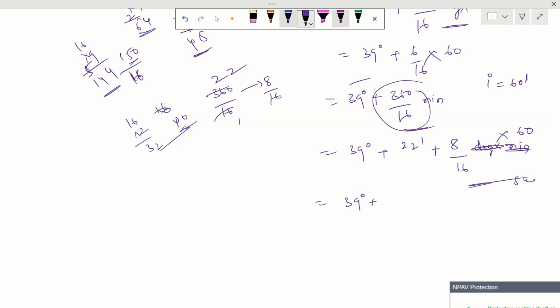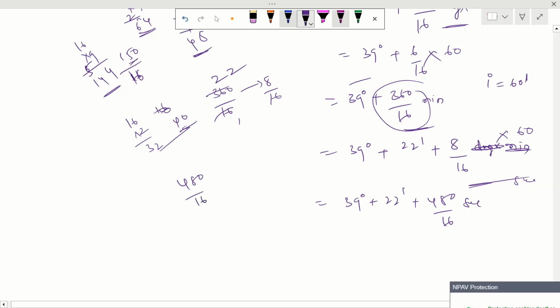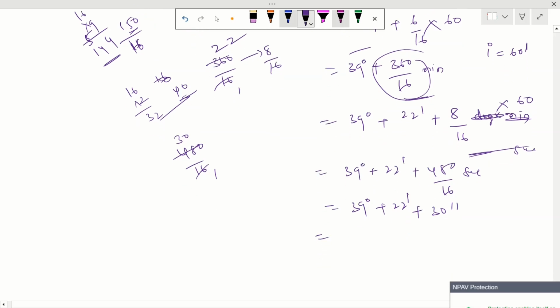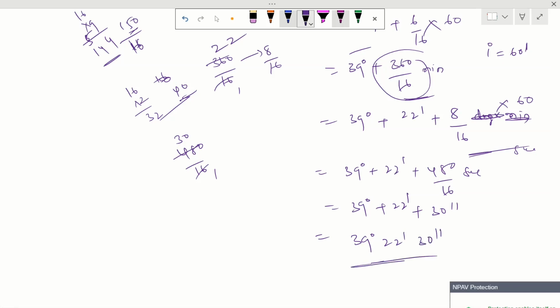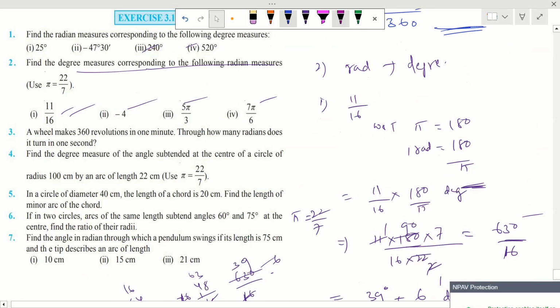Then 39 degree 22 minute, plus 8 times 60 is 480, divided by 16. This is in second. So now 480 divided by 16: 16 threes are 48, then 0. Then it is complete. Here 39 degree, 22 minute and 30 second. All together we can write 39 degree, 22 minute, 30 second. Likewise you try to calculate for others also.